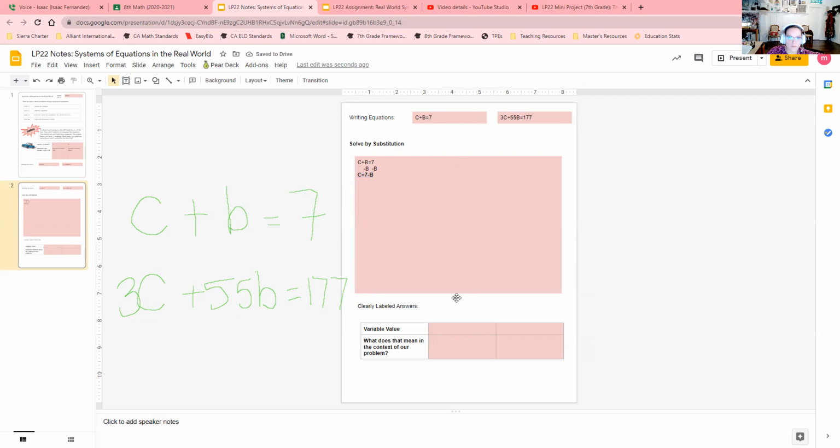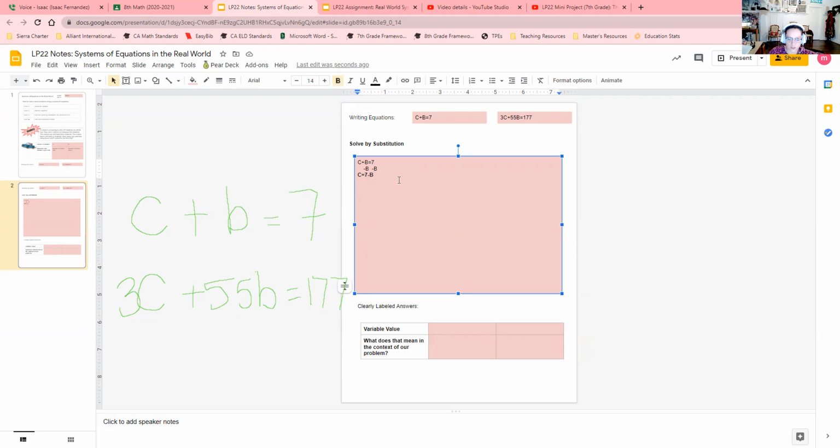Now that we've done that, and we're just reviewing the substitution process from last week, we are going to use the second equation, 3 students per car plus my 55 students per bus equaling 177 students. We're going to use that second equation. We're going to substitute into that equation. So cars, C, can be replaced by 7 minus B. Okay, so now we only have a single variable to use. We've only got the number of buses in this.